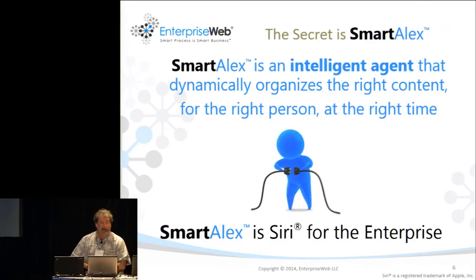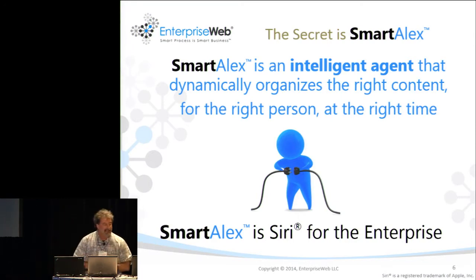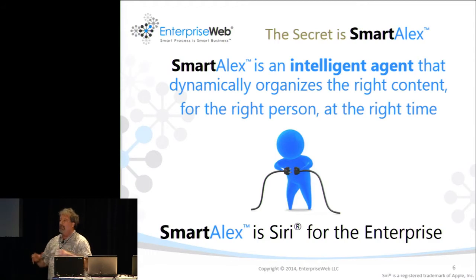So what we named the agent, we call him Smart Alex. Little personification there, give him a little character. And Smart Alex is essentially an intelligent agent that organizes the right content, the right information, the right metadata for the right person, for the right interaction, in real time.